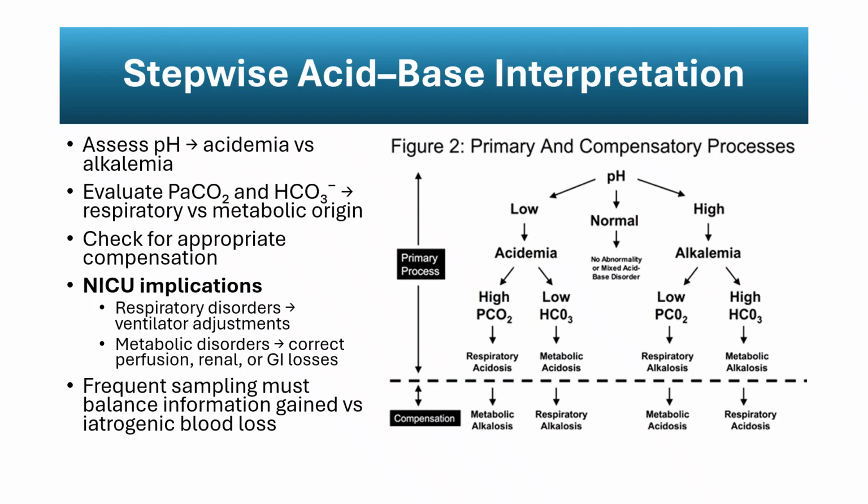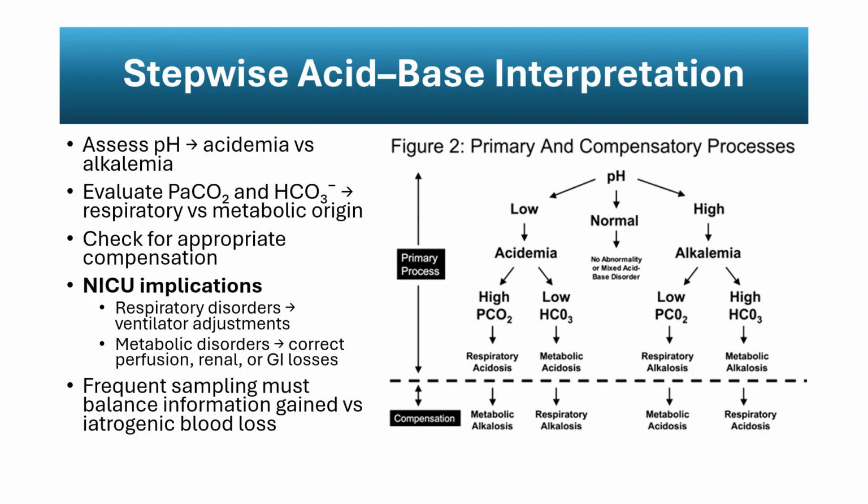The process begins with determining whether the blood is acidemic or alkalemic by assessing pH. Once direction is established, the next step is identifying whether the primary change is respiratory or metabolic. A low pH with elevated carbon dioxide content indicates respiratory acidosis. A low pH with decreased bicarbonate indicates metabolic acidosis. When pH is high with low carbon dioxide content, the process is respiratory alkalosis, while high pH with elevated bicarbonate reflects metabolic alkalosis. These patterns describe how ventilation or metabolic buffering shifts systemic acid-base status.